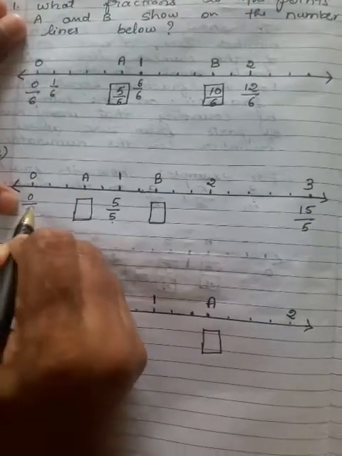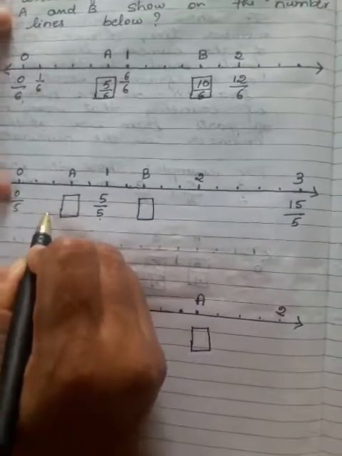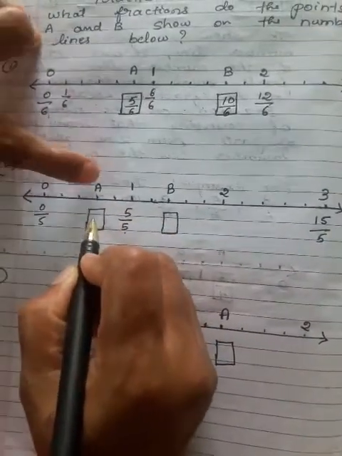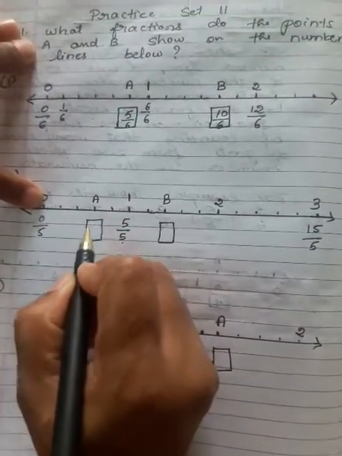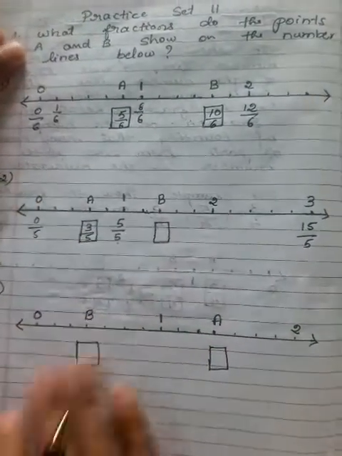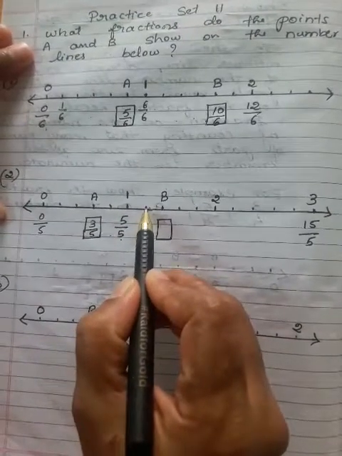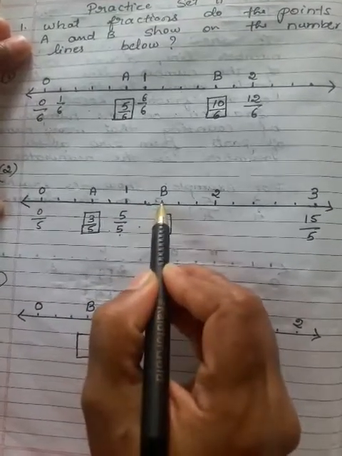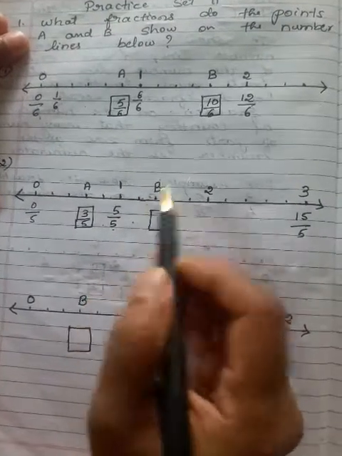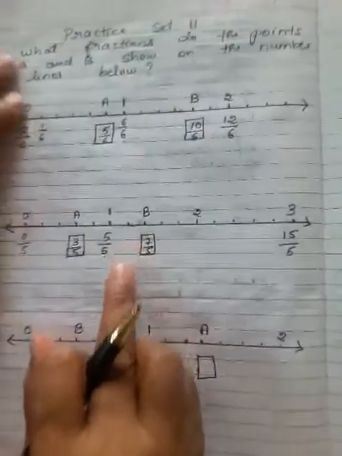This is 0 upon 5. If you want, we can write here 0 upon 5. This is 1 upon 5. This is 2 upon 5. This is the third point, the third mark after 0, so it denotes the fraction 3 upon 5. Right? This is 4 upon 5. This is 5 upon 5. This is 6 upon 5. And this is how much? 7 upon 5. Right? 7 upon 5.